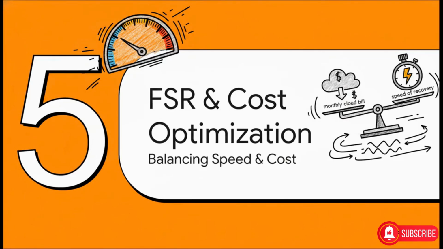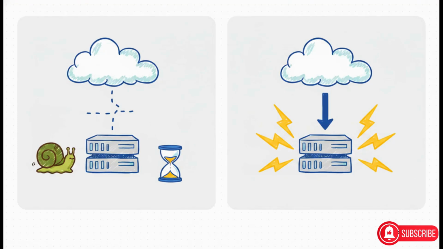FSR and cost optimization. Here is a pretty critical architectural quirk you need to know. When you restore a standard snapshot, it actually pulls the data down from S3 lazily. That means the very first time your app tries to read a block of data, you're going to get hit with latency. And for a mission-critical database, that slow warm-up period is just completely unacceptable.